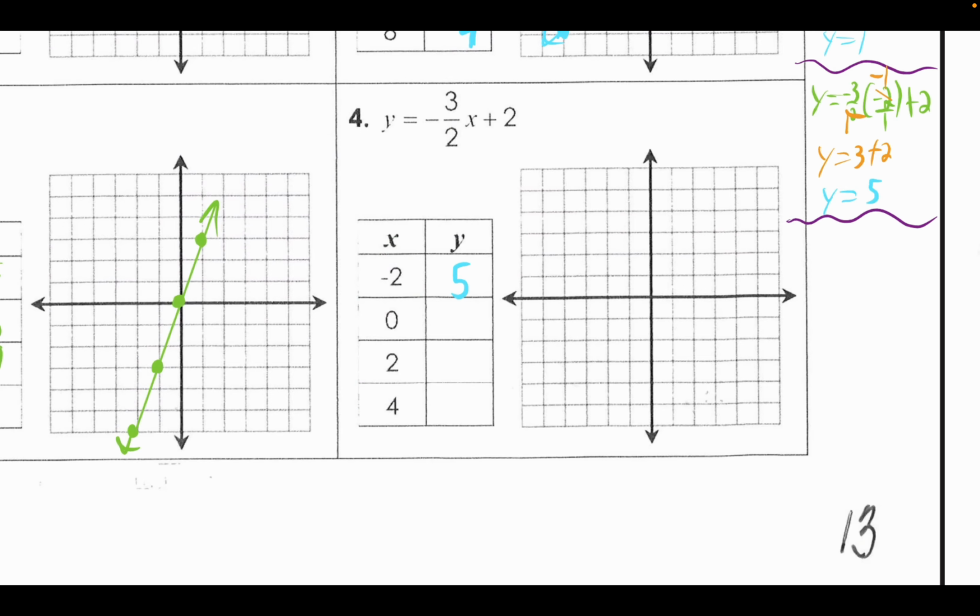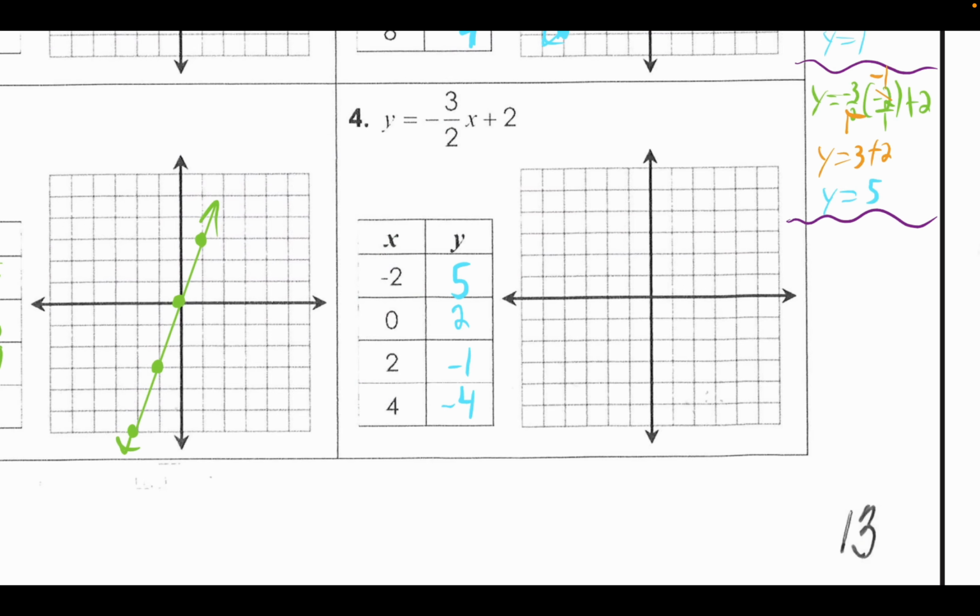So now I move on to the next one, and I continually plug these in and continually get my new answers out. I'm going to let you finish this, and I'm just going to tell you what the answers are. So the answers to the next 3: when you plug in 0, you get 2 out. When you plug in 2, you get negative 1. And when you plug in 4, you get negative 4. If you didn't get those answers, I would suggest going back and double checking your work there, especially paying attention to this negative.